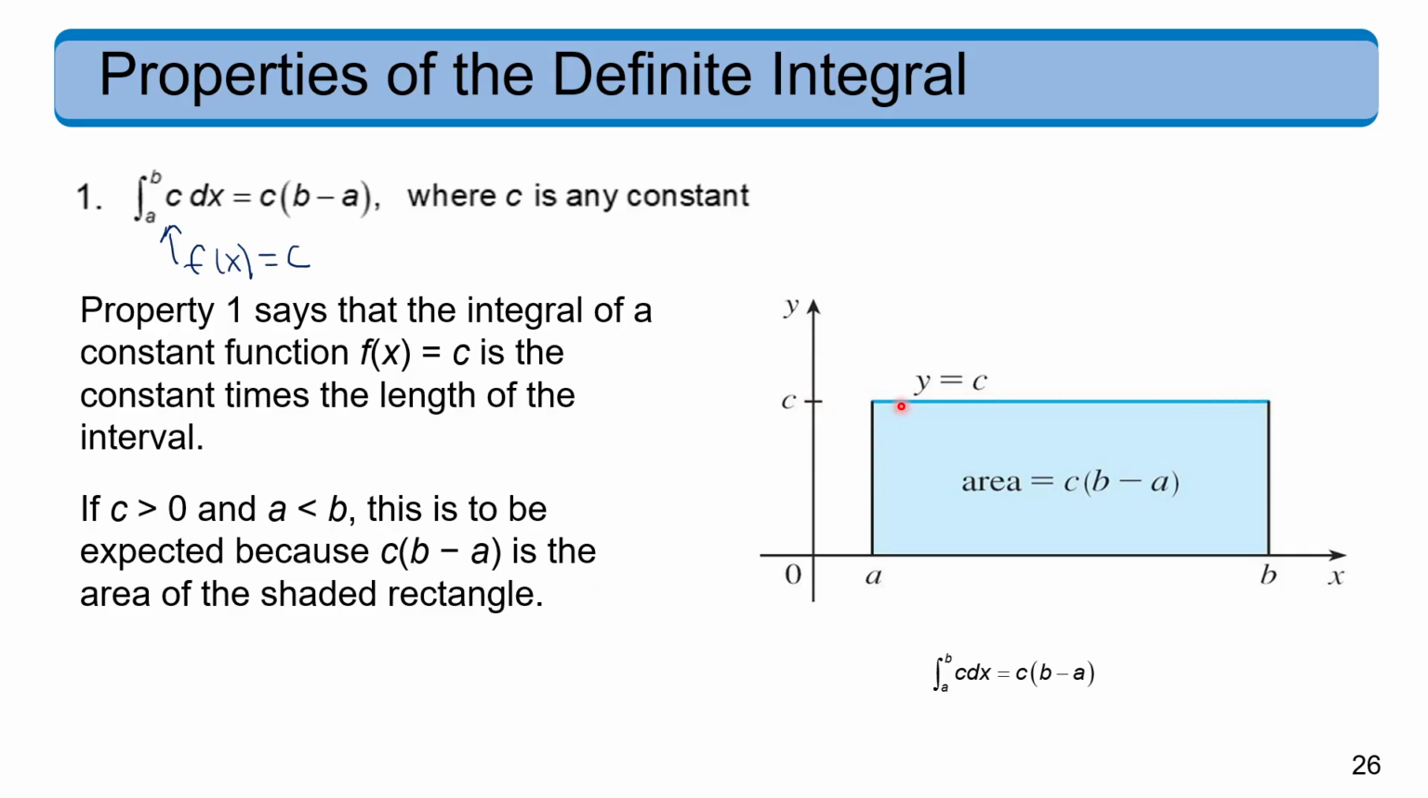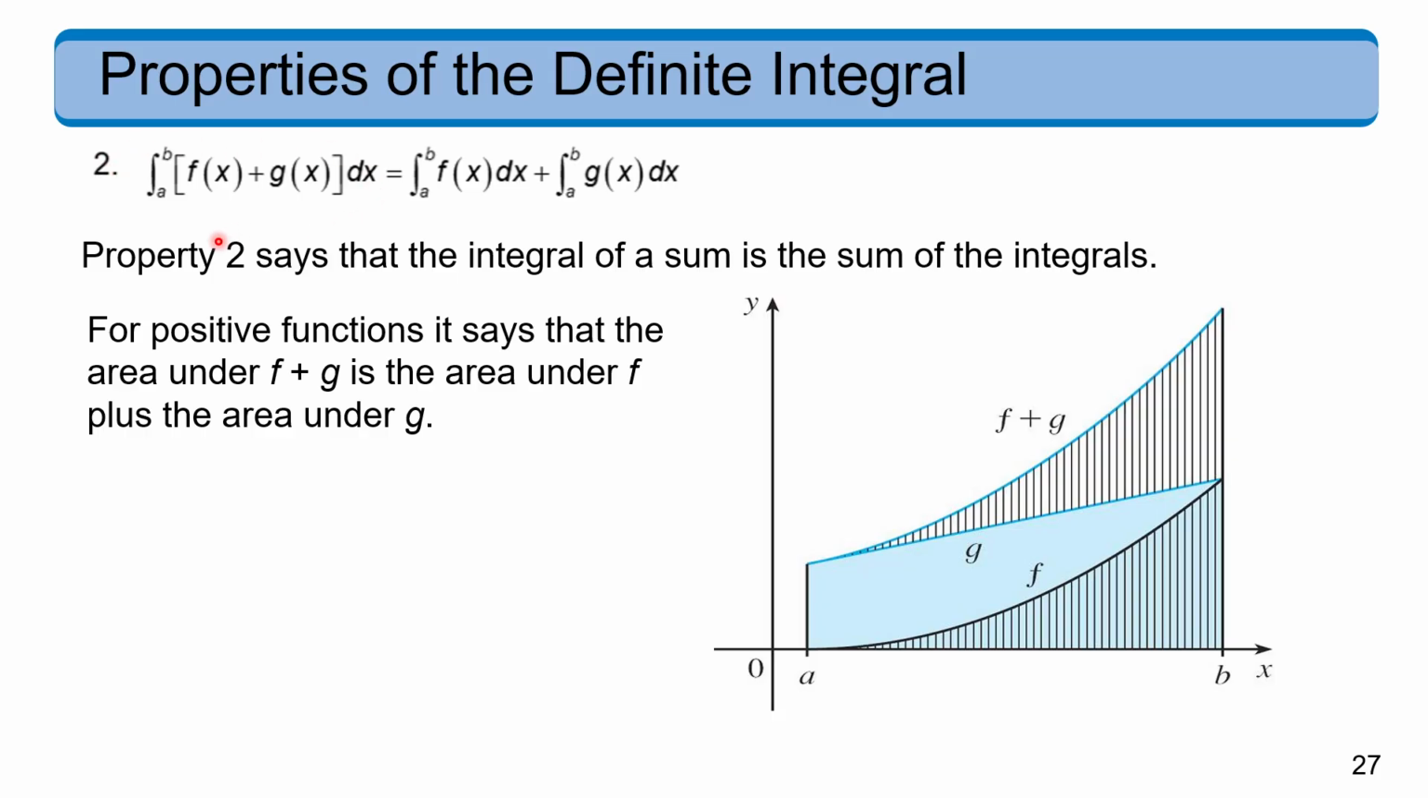So y equals a constant is a horizontal line, sketched here in this blue line at height c on the y-axis. We've marked off our x interval from a to b, and we know that the definite integral represents the area below the curve over that interval, so this shaded blue area. This happens to be a rectangle, so we can easily find the area. The height is c, and the length is just right endpoint minus left endpoint, so b minus a. So the area is the product of the height times the width, and that gives us this formula here.